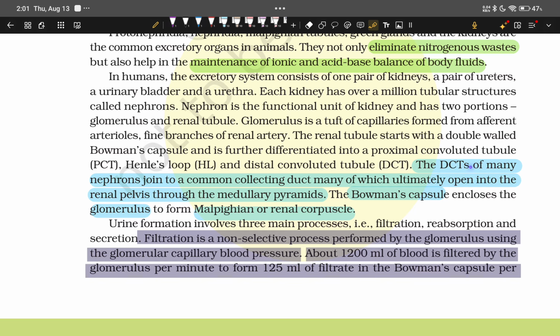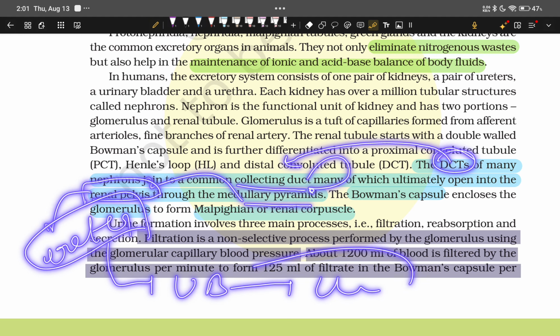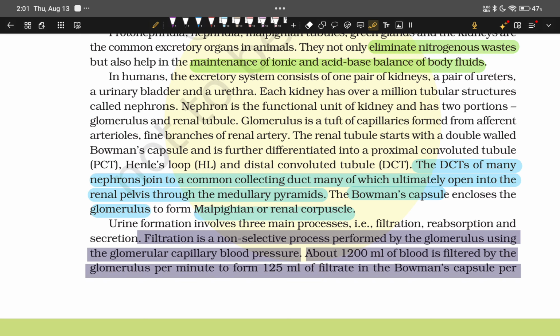So what happens is that DCTs first of all join together to form collecting duct, and then from there it goes into medullary pyramid, minor calyx, major calyx, finally into renal pelvis, then into ureter, and from ureter it goes into urinary bladder, then into urethra, and then outside. And for micturition we require two things. First, contraction of smooth muscle of urinary bladder. Second is the relaxation of sphincter, right? That is what was happening. You can read the micturition part.